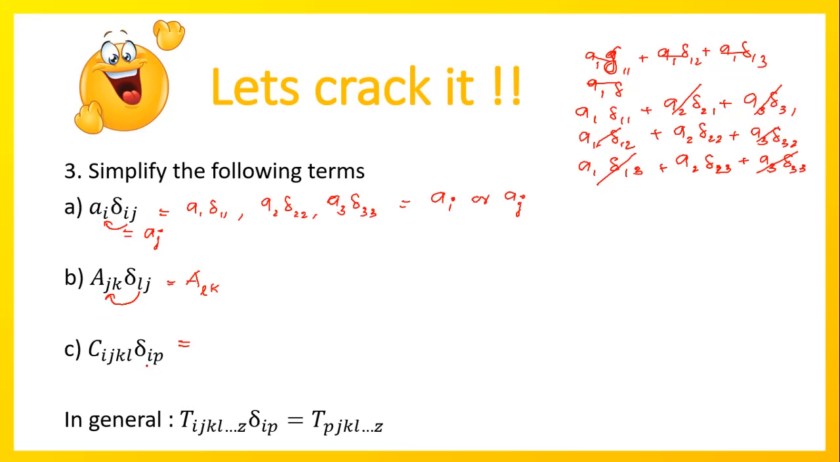And here you have delta ip, which is being multiplied with C_ijkl. Therefore i can be replaced with p, because i is equal to p, and the equation becomes C_pjkl. So in general, if you have a tensor of n dimension, and it is multiplied with a Kronecker delta ip, then it is okay to replace the i with p, and the tensor will remain the same.